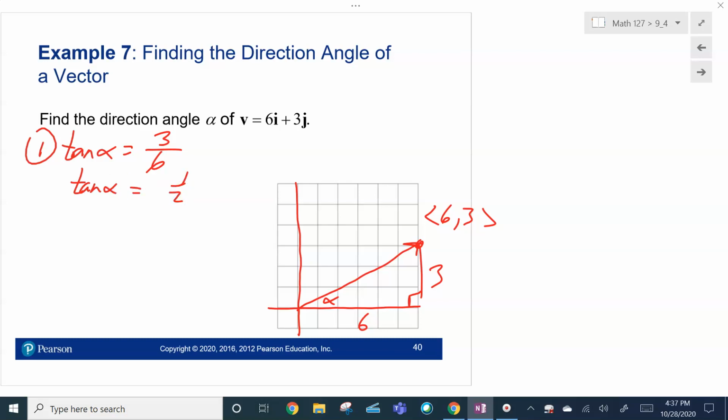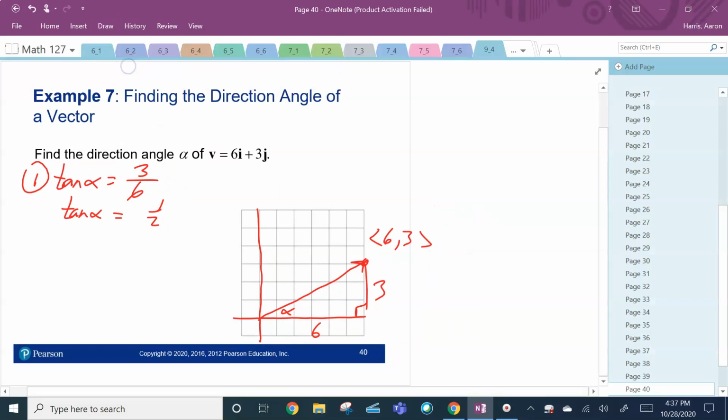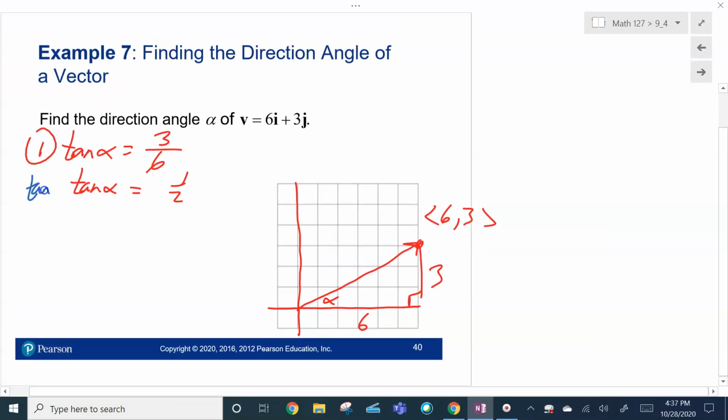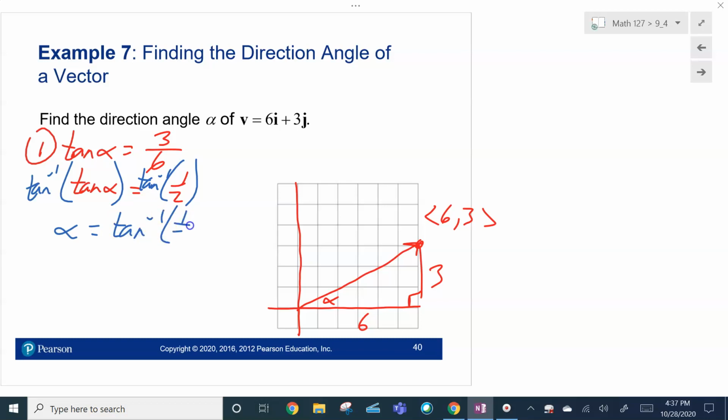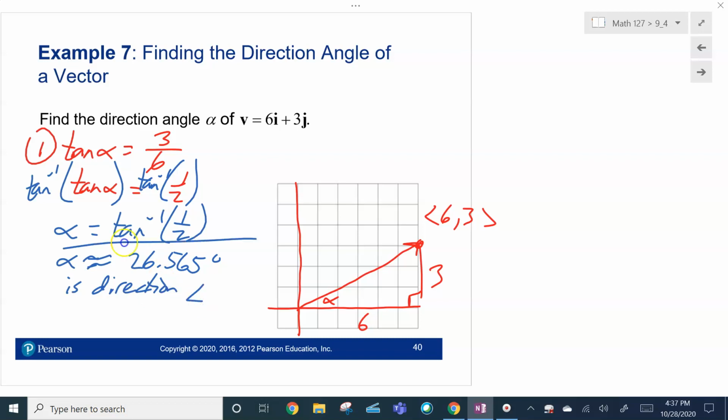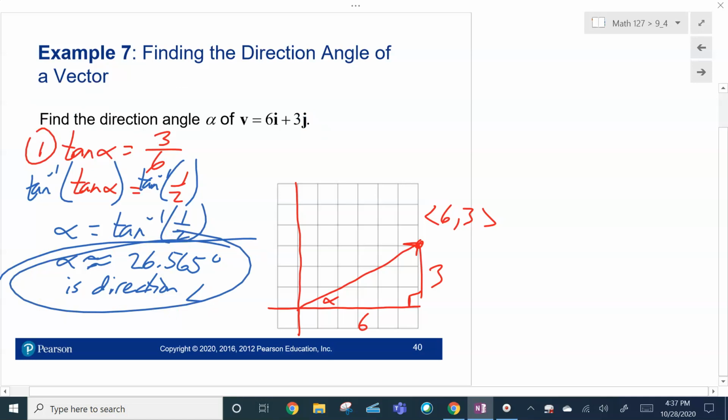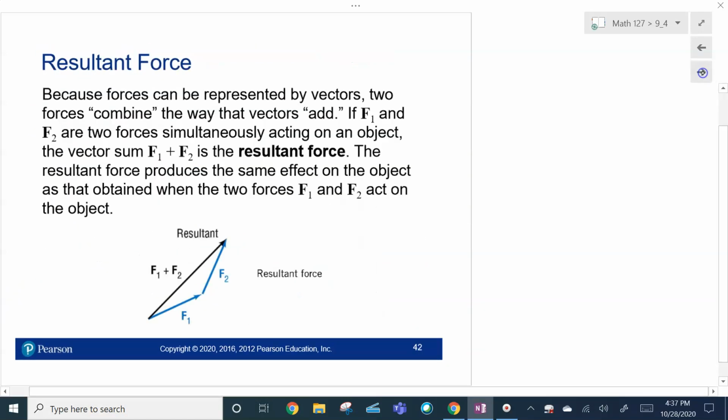And then I'm just going to run the arctangent on both sides of this thing. So alpha is the arctangent of 1/2. I punch that in, make sure you're in degrees here. And I'll get 26.565 degrees is the direction angle for alpha, or 26.6.